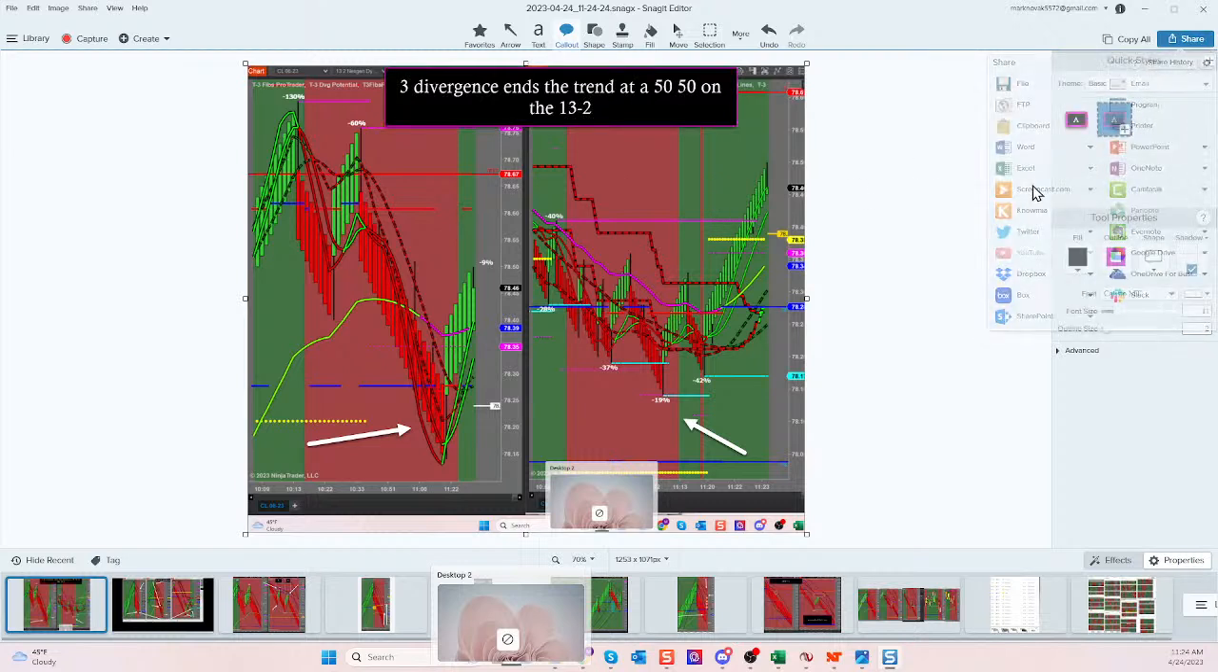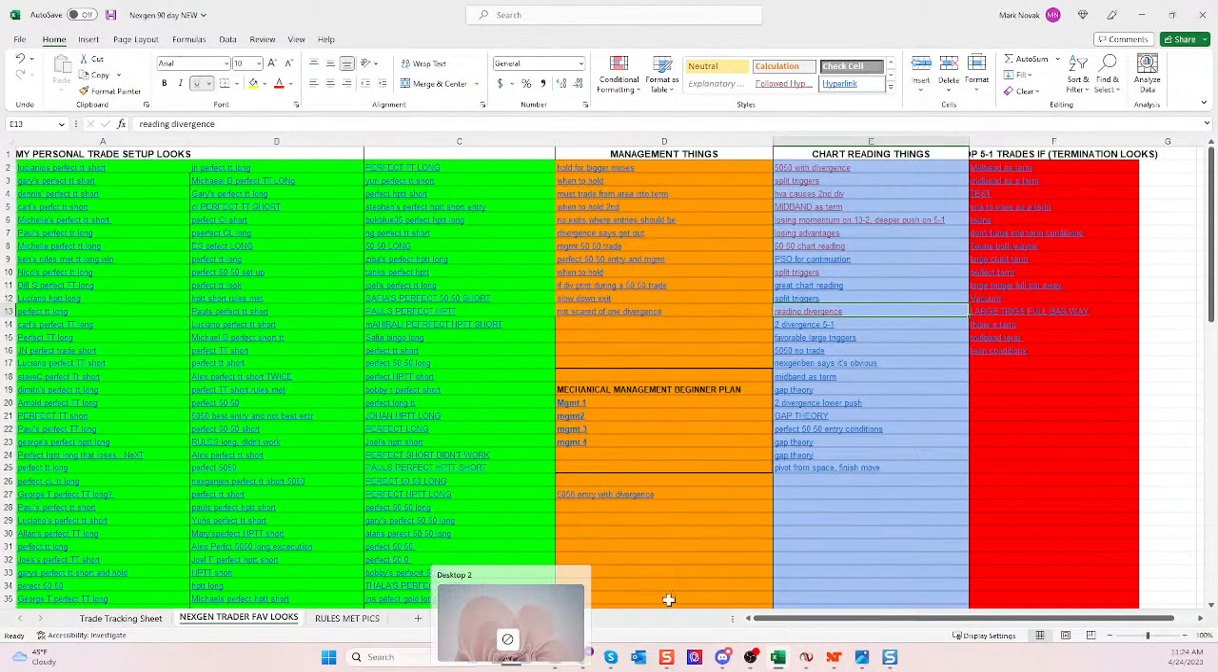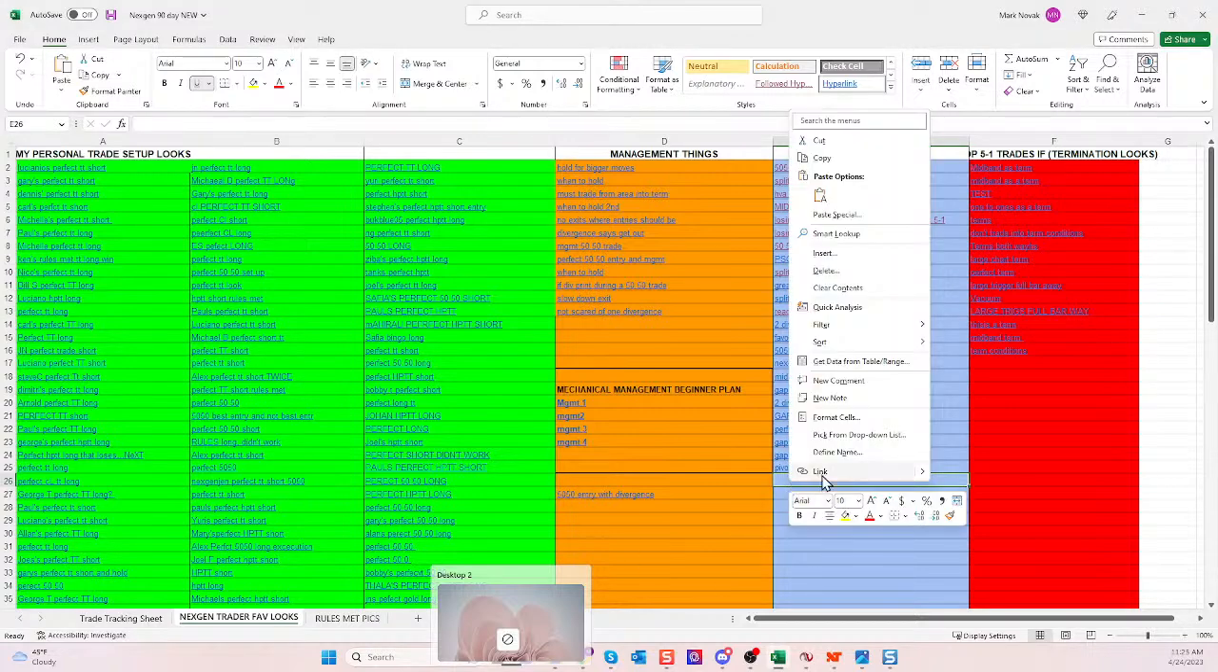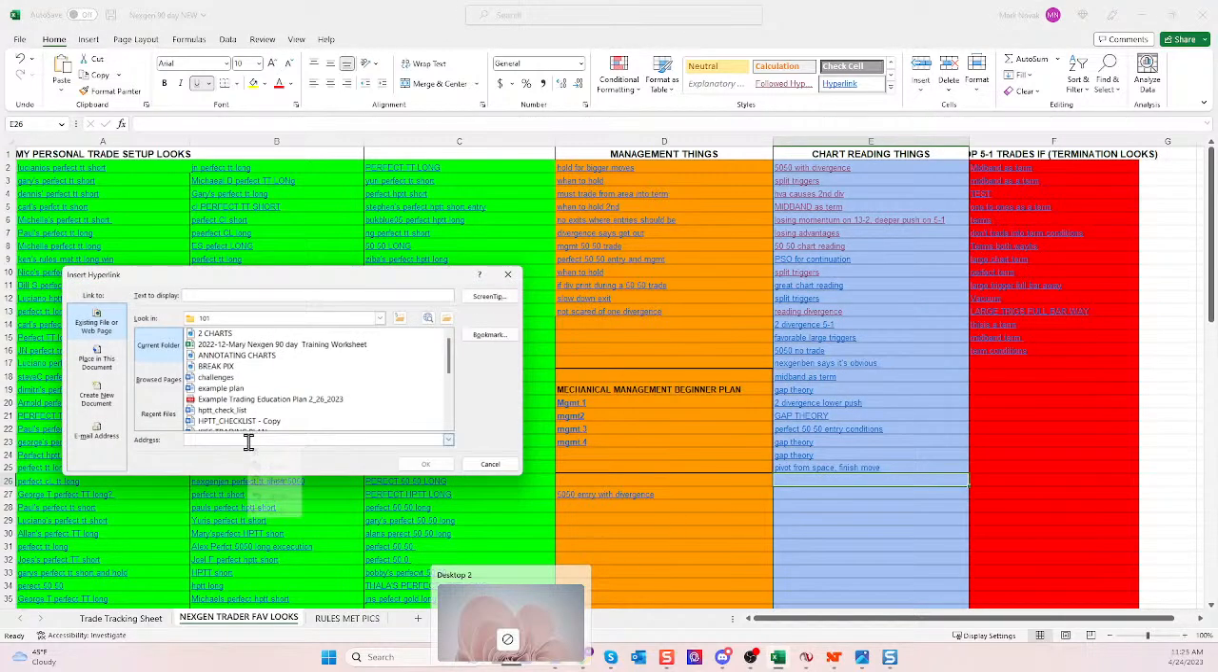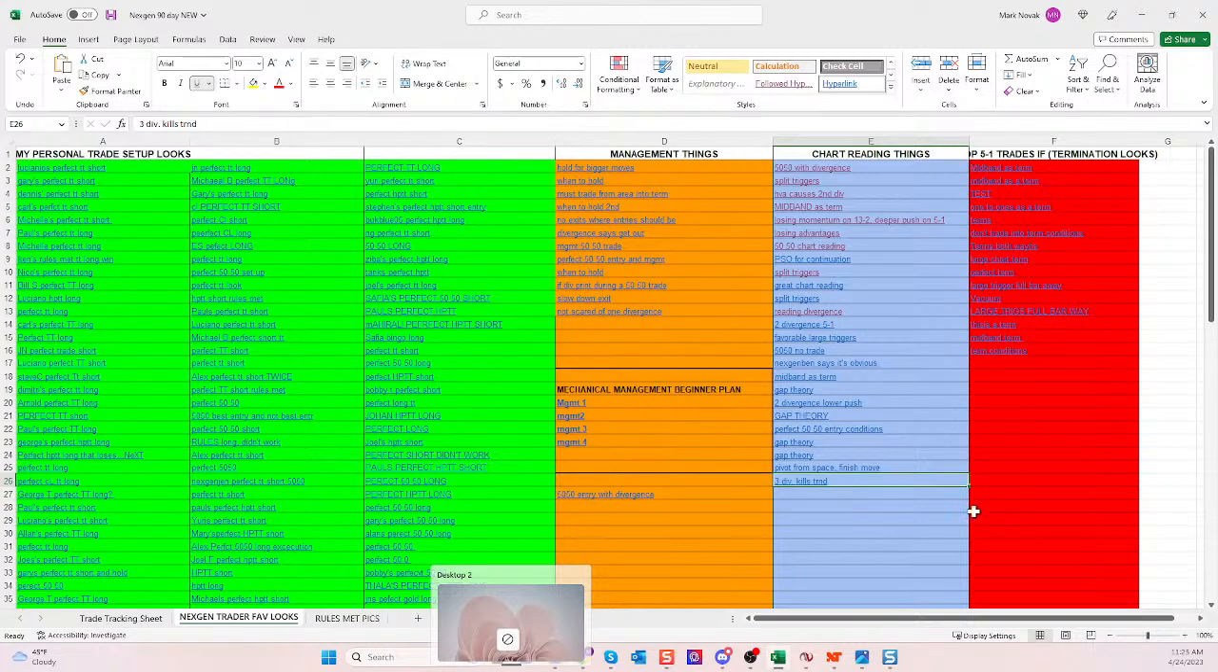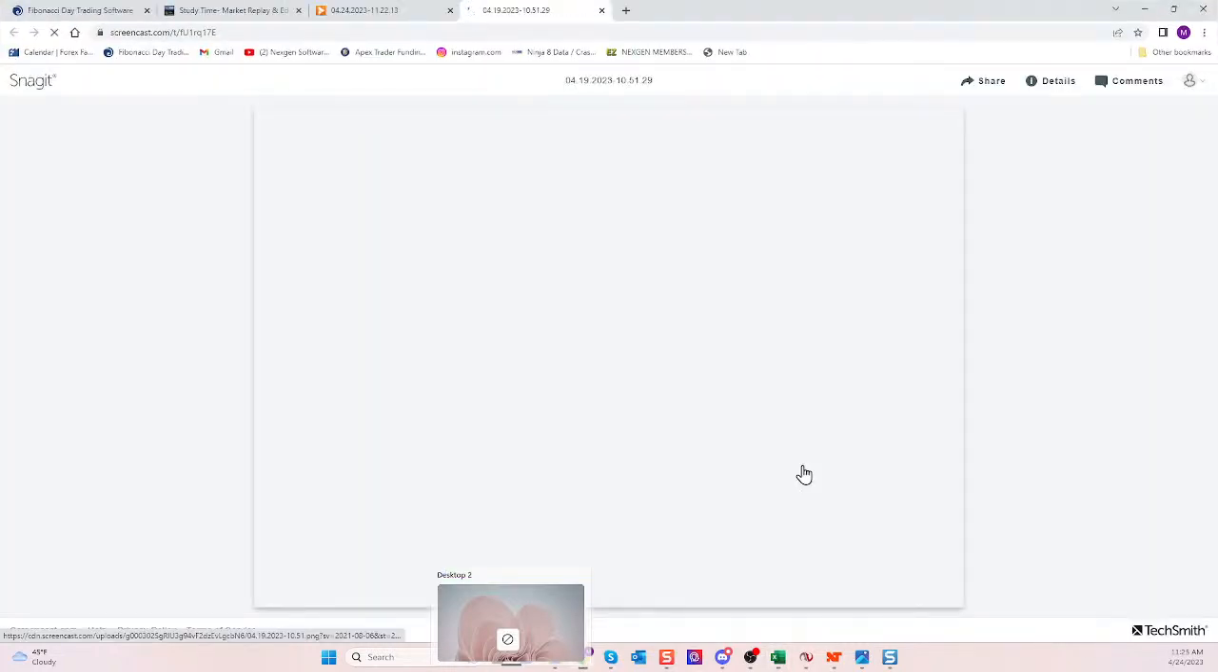Save it to screencast, right? Open up my spreadsheet. We'll go to chart reading. Once I go to chart reading, all I do is I put that link in there. Guys, you should be building your spreadsheet like this every day. There's 1,000 opportunities every day that you can come back. Pivot from space, finish the move.